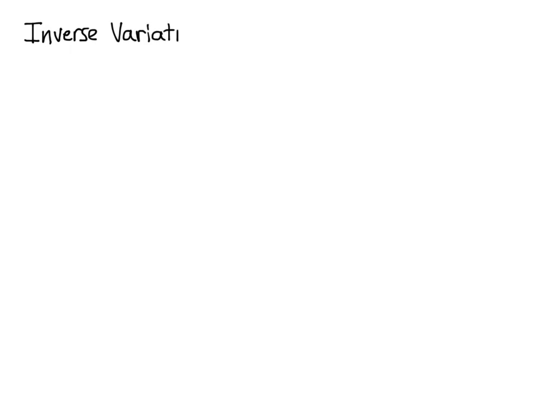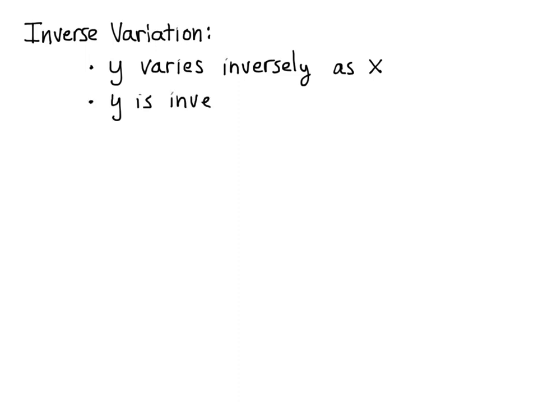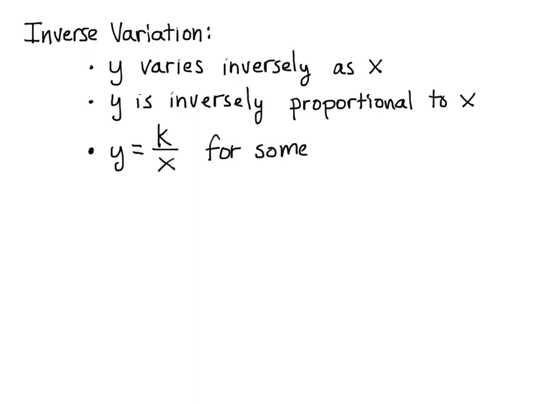Now we're going to talk about different kinds of variation, and the first one here is inverse variation. And so y varies inversely as x. Okay, you might see a statement like that. Or you might see a statement that says y is inversely proportional to x. And so what this means from an equation standpoint is that y equals k over x.